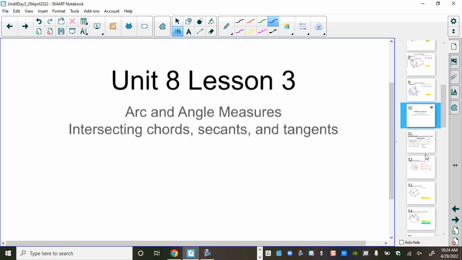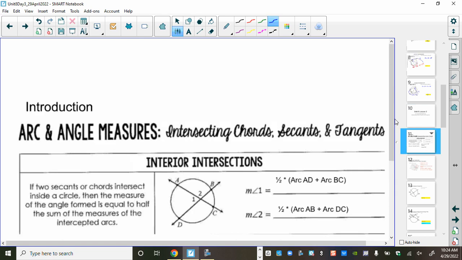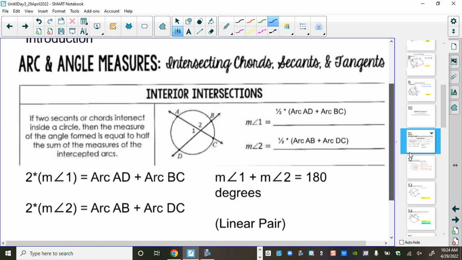All right, let's talk about this one. So what's going to happen here? Arc angle measures, intersecting chords, secants, tangents. A lot of the rules are going to be the same, but there are also going to be some new ones. Now, here's what's going to happen. Basically, I'm going to tell you right now, don't even worry about this first slide. You can if you want.